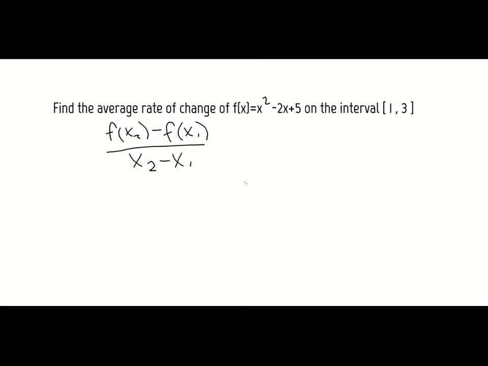This is an additional example for finding the average rate of change of a function on an interval. Find the average rate of change of f of x equals x squared minus 2x plus 5 on the interval 1 to 3. So again, we're using the slope formula, so change in y over change in x, or f of x2 minus f of x1 over x2 minus x1, where x1 is the first x value of our interval, and x2 is the second x value of our interval. And here, since our function has a little bit more going on in it, let's find the function value separately. So let's find f of x2 before plugging into the formula.